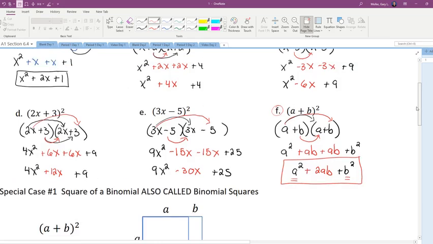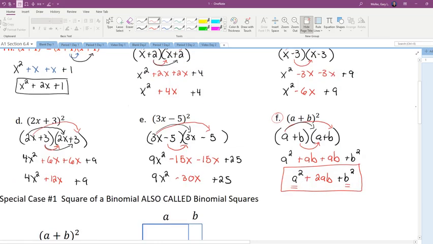So the good news here is this is pretty obvious. We get an a squared, we get a b squared. So whatever the first term is squared, whatever the second term is squared. In the middle, however, what do we have? We have a times b. So we're mixing the a times the b, and then we are doubling it, times 2. Why are we doubling it?